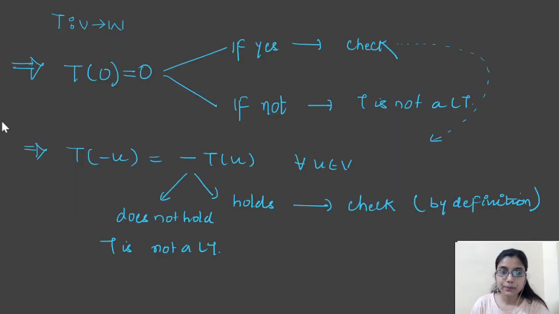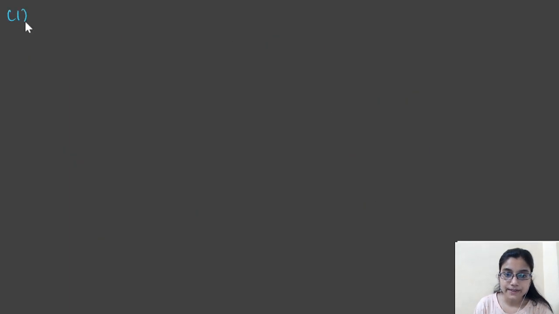So the problem number 1 that we are going to do here is that suppose I gave you T from R2 to R2 and I defined it like T of x comma y is equal to, suppose I gave you this, x plus 1 comma y.